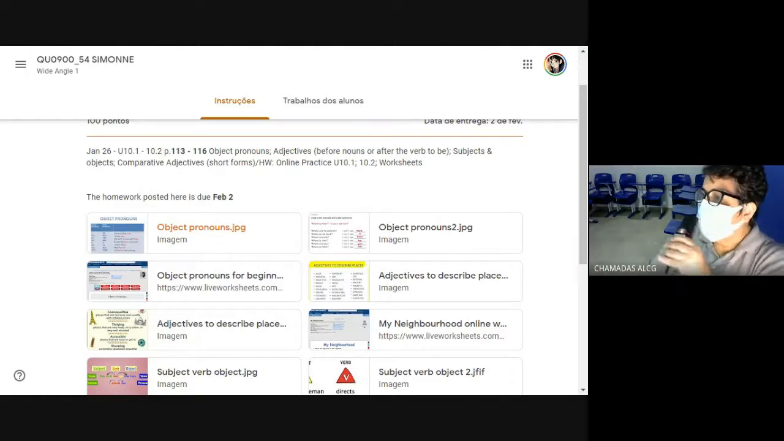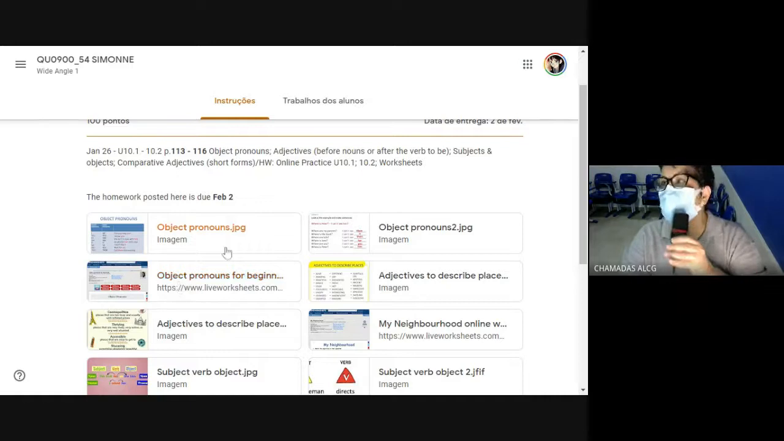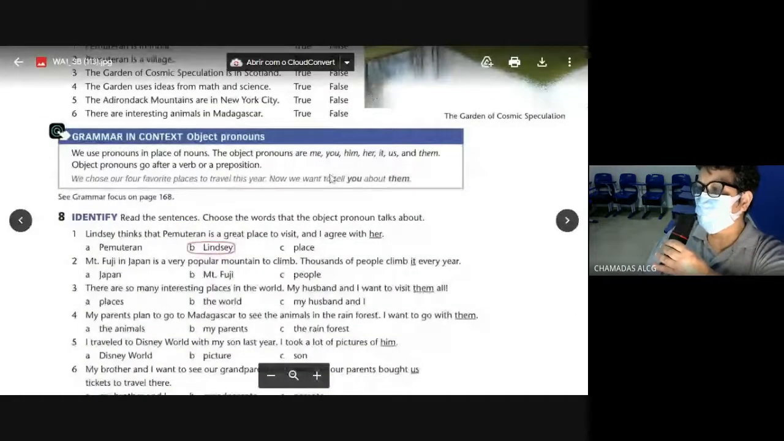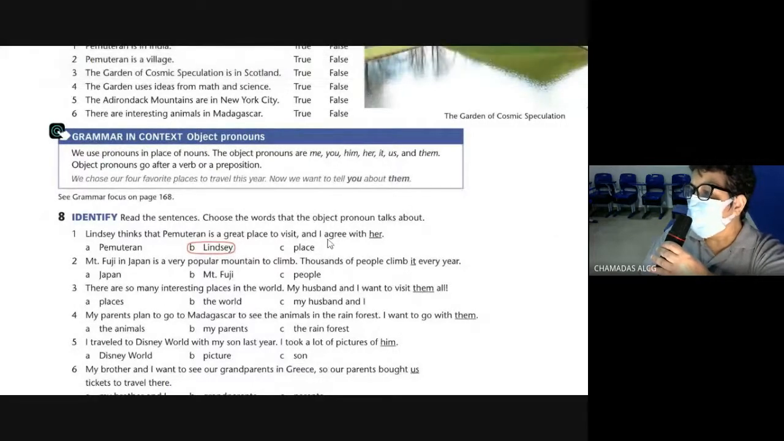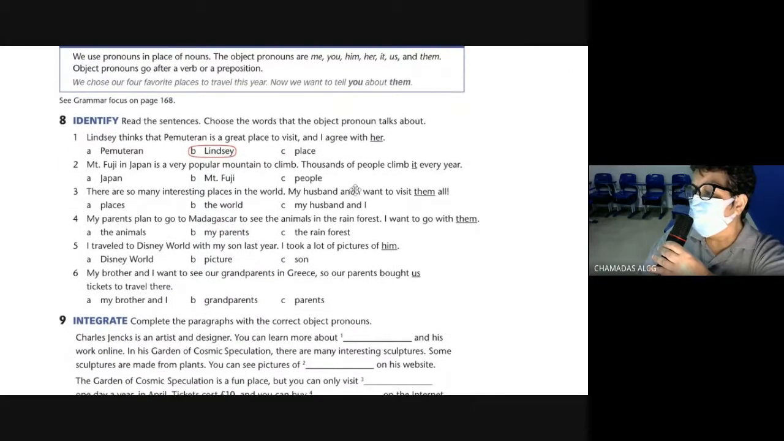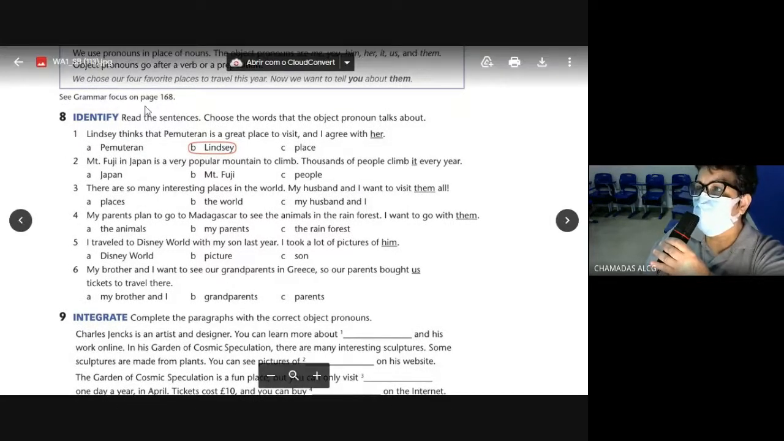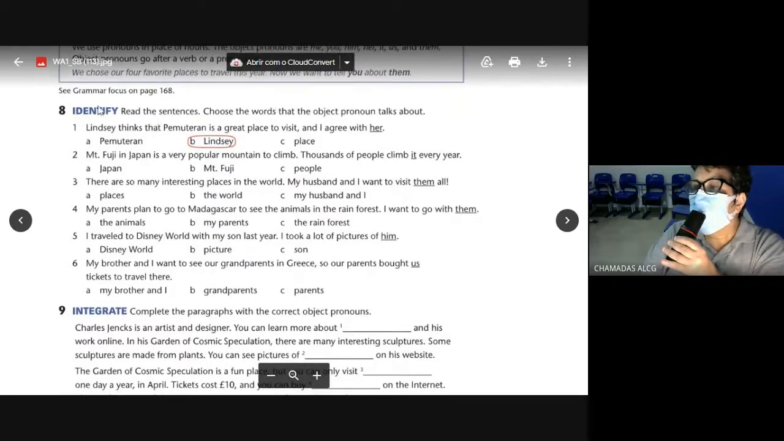All right. Here we have more examples, and here we have a little something for you to do to practice, okay? A small worksheet. So back to our book here. Let's practice a little bit. If you need extra examples, more explanation on this, you can go to page 168. Okay? So, number 8, read the sentences.